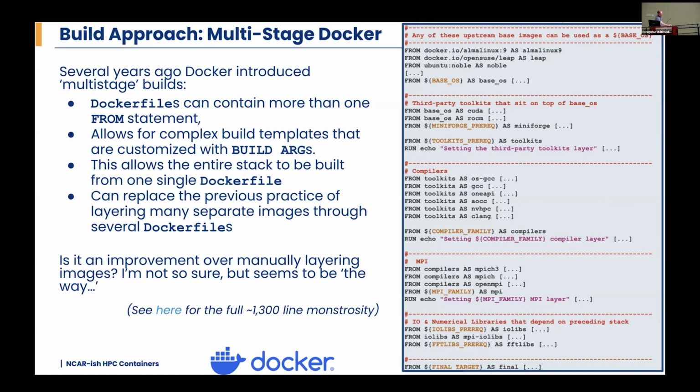So I used to do this differently. It used to be a pile of Dockerfiles inherited from each other. That's kind of the old way. Is this new way better? I don't know, I'm not so sure, but it seems to be the way that it's done, and who am I to stand in the way of progress?